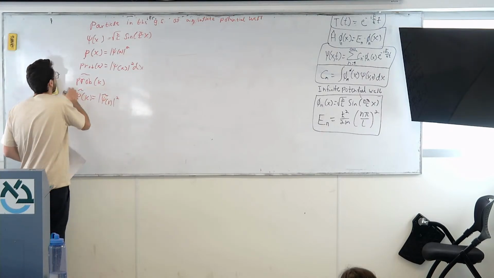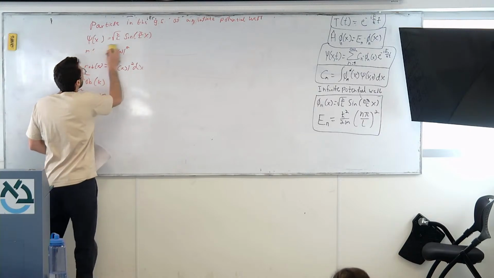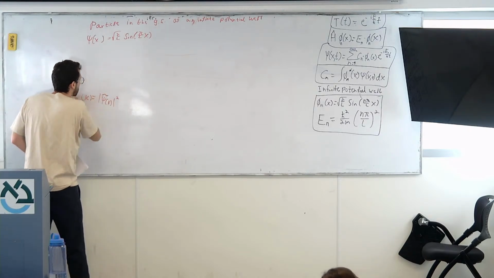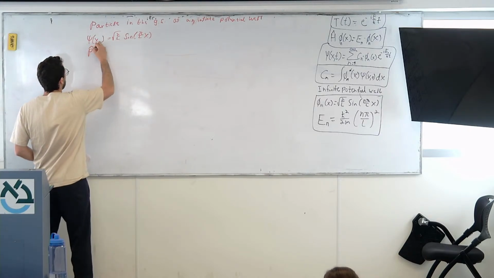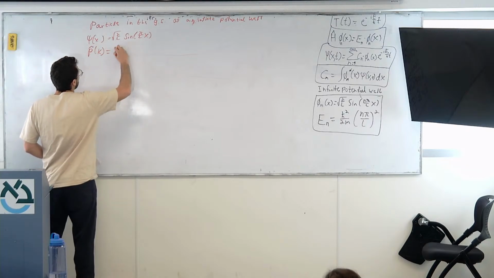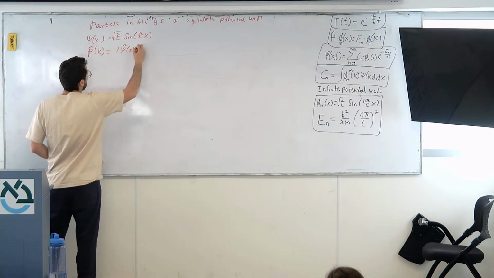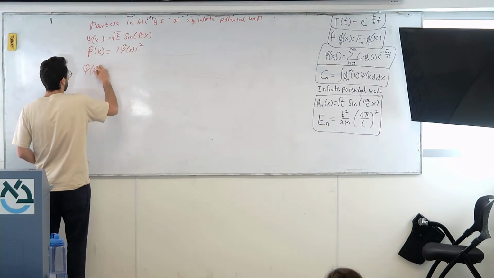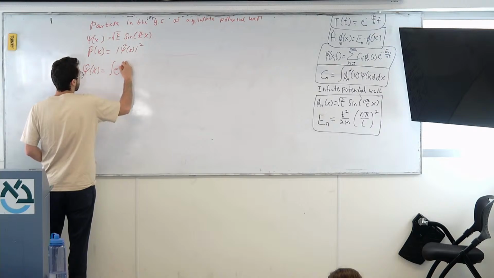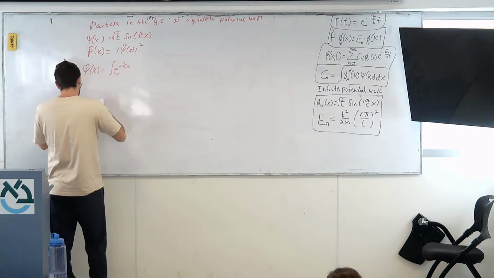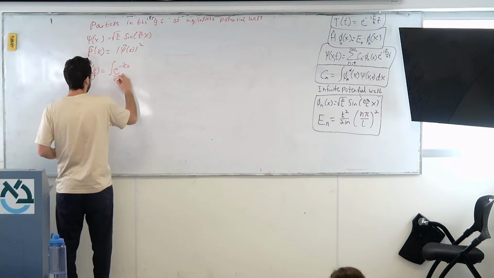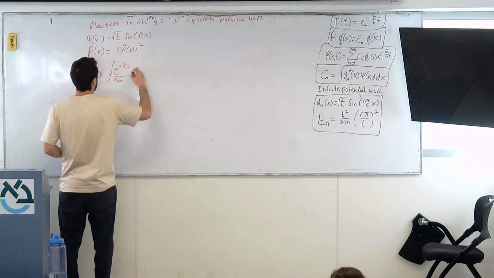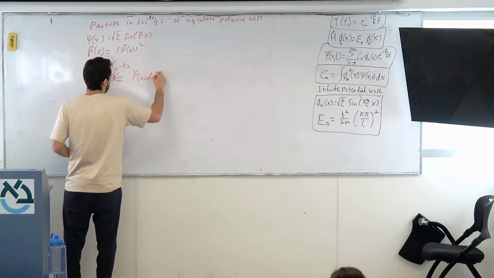Anyway, when we need to find p tilde of k, we can take psi tilde of k, absolute value squared. So we first need to Fourier transform. So psi tilde of k is equal to the integral of e to the minus i k x over square root of 2 pi, times psi of x, dx.